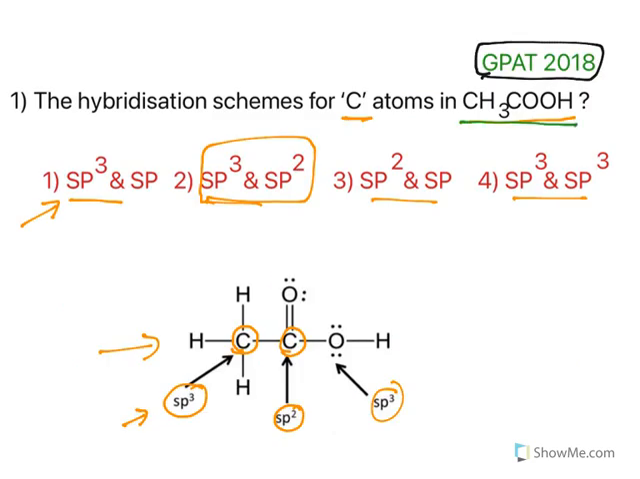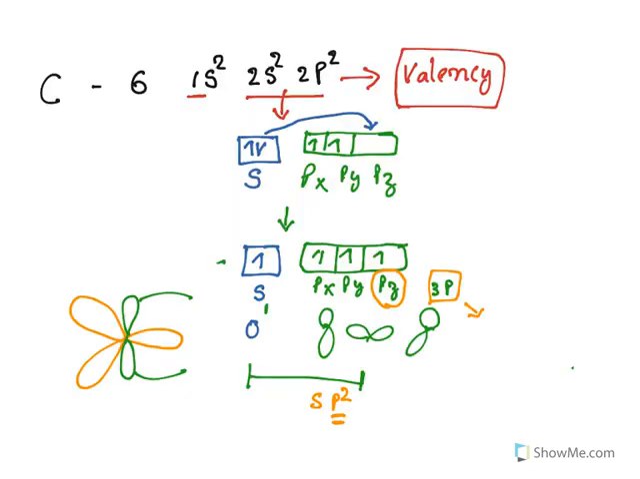In acetic acid, this CH3 is sp3, whereas this carbon has formed sp2, and the pi bond is this one. In a double bond you have one sigma bond, and another one is a pi bond. That pi bond is from the oxygen atom. So sp2 is like this.